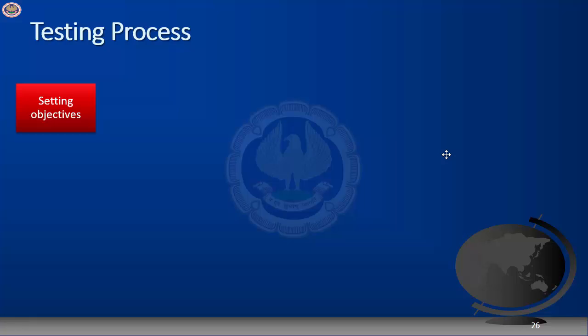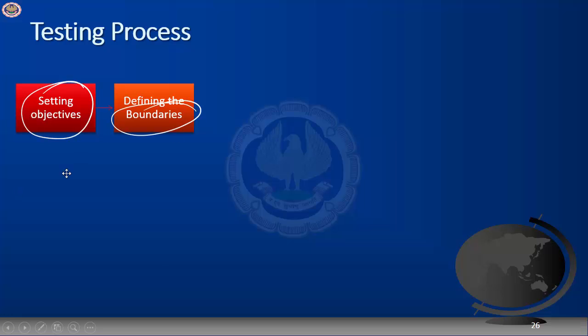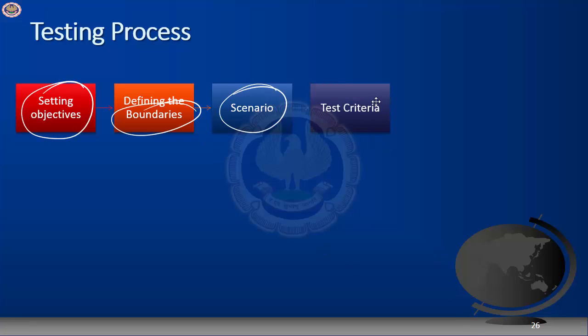The first is to set the objectives. What is it that you want to achieve by performing the test? Next, to define the boundaries. It's not possible to simulate all the situations, so you need to define what is practically possible to test. So you have different types of scenarios which can happen, and you also define the test criteria. What are the criteria based on which you're going to test?